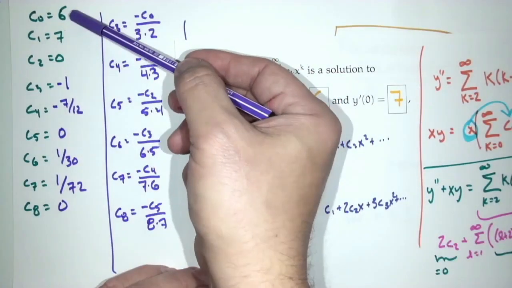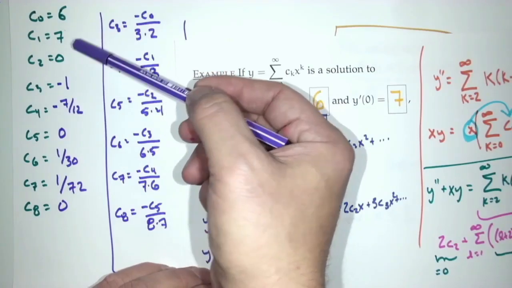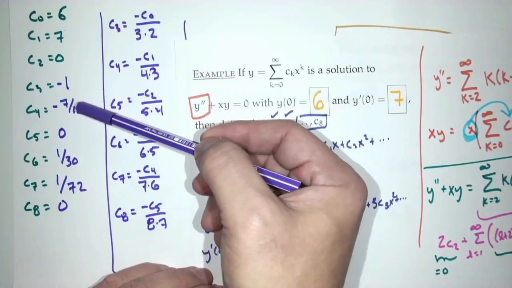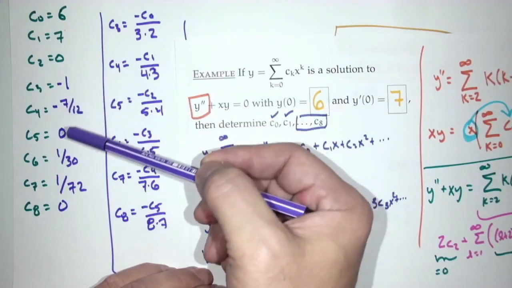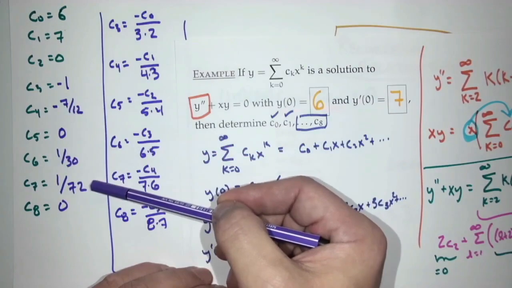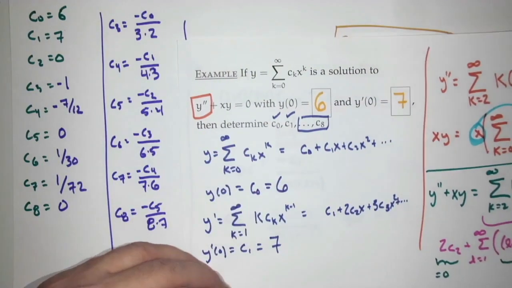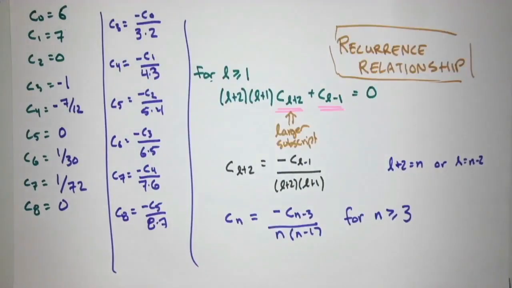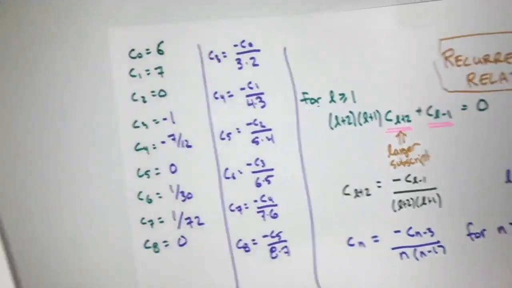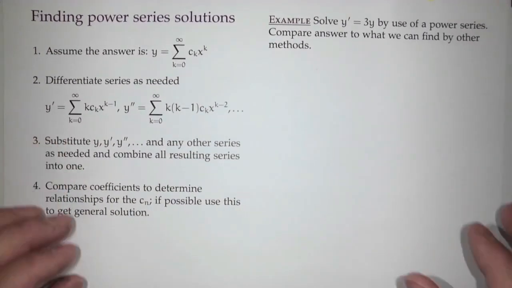Namely, it's 6 plus 7x, 0x squared, minus x cubed, minus 7/12 x to the 4th, 0x to the 5th, 1 over 30 x to the 6th, 1 over 72 x to the 7th, and so forth and so on. So we can solve, or at the very least, we can get really good approximations. So there's a general strategy that comes into play. And here's the general strategy.